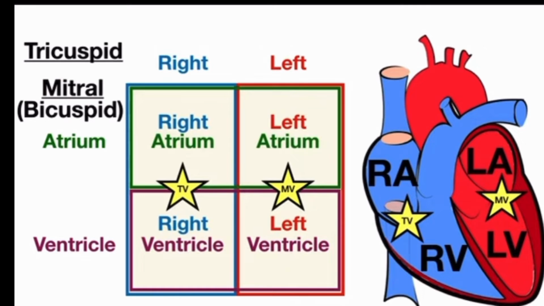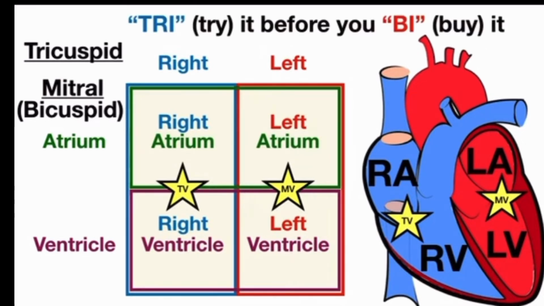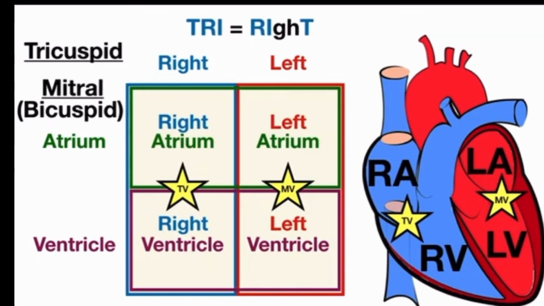Well, I have 3 different tricks for you, so pick your favorite one and use it. The first one is try it before you buy it. This will help you remember that the tricuspid valve comes before the bicuspid or the mitral valve. The second trick is to take the word tri and tricuspid, and those 3 letters also appear in the word right, so this will help you remember that the tricuspid valve is located on the right side of the heart.